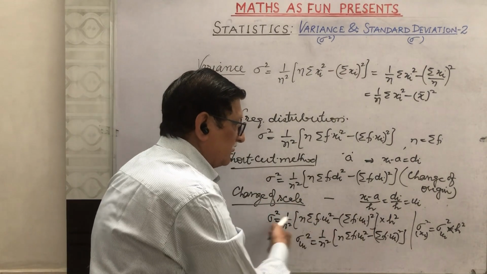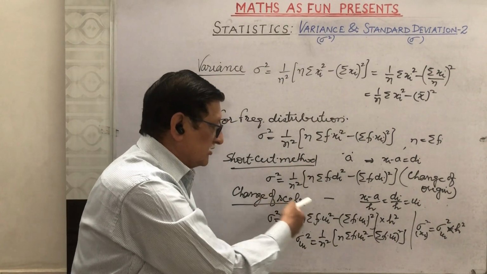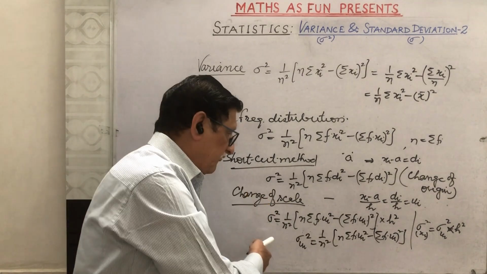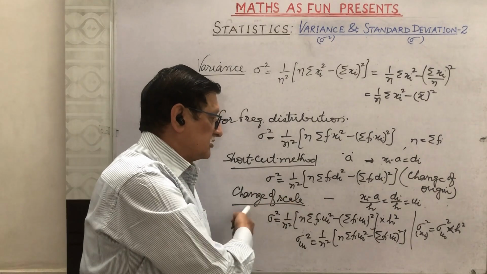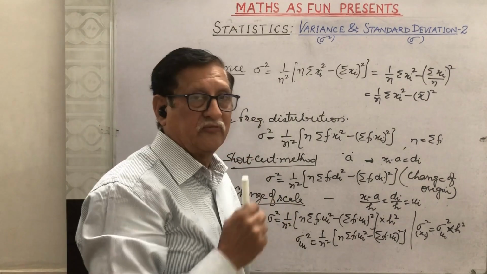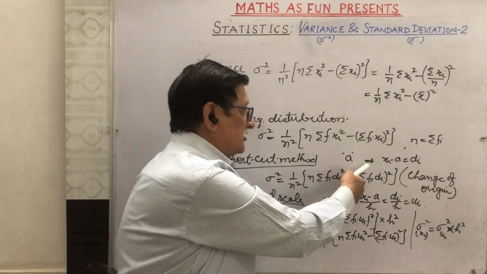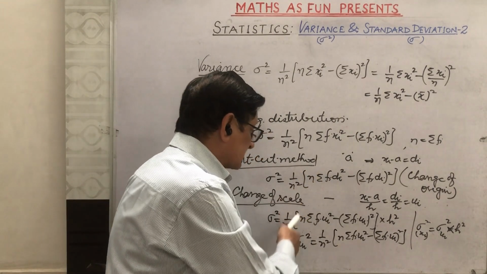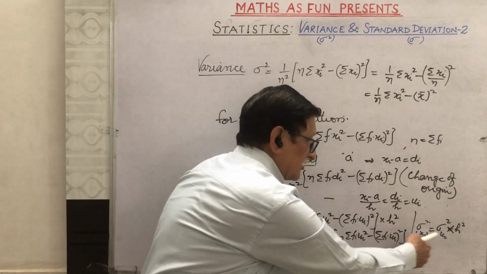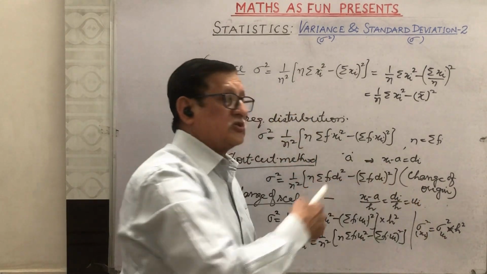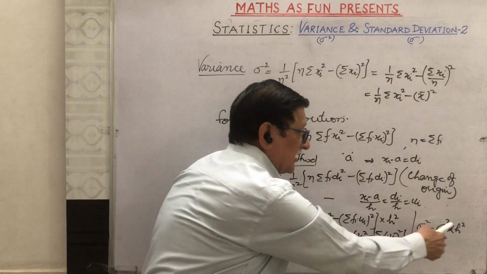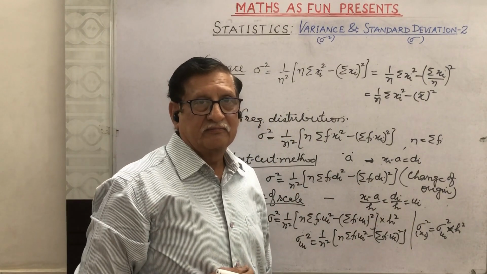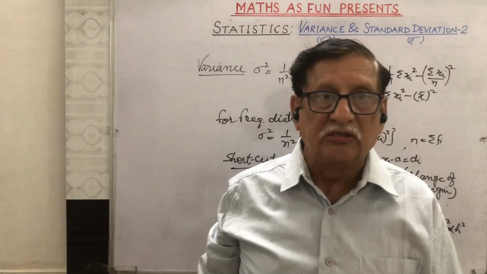It means in this particular part we have changed the origin as well as the scale. So we can reduce the calculations to the simple form by applying change of origin and change of scale. We have to remember one thing: in case we are changing the origin, there is no change in the variance. But in case we change the scale, then we see this relation that there is a change in the variance. And if we multiply that by h square, then only we get the actual variance of the given data. We will discuss now some problems based on the same.